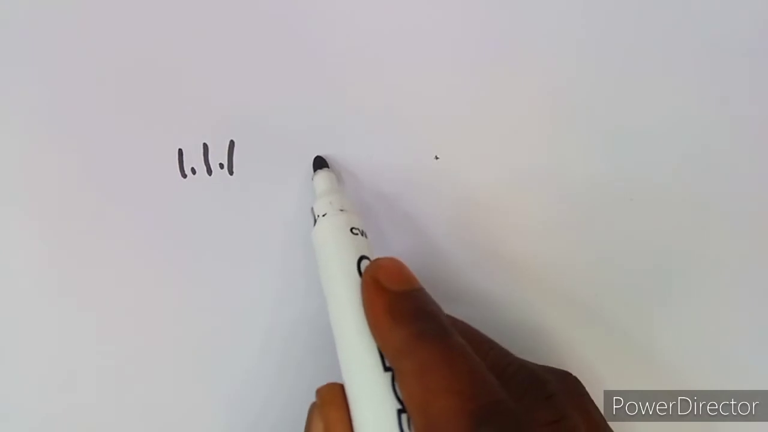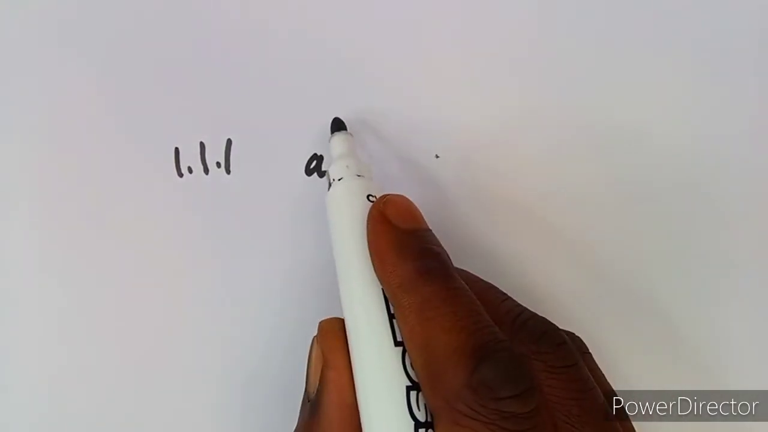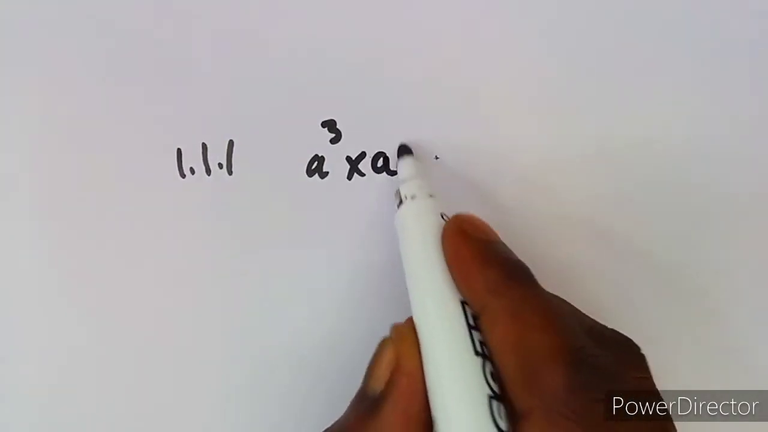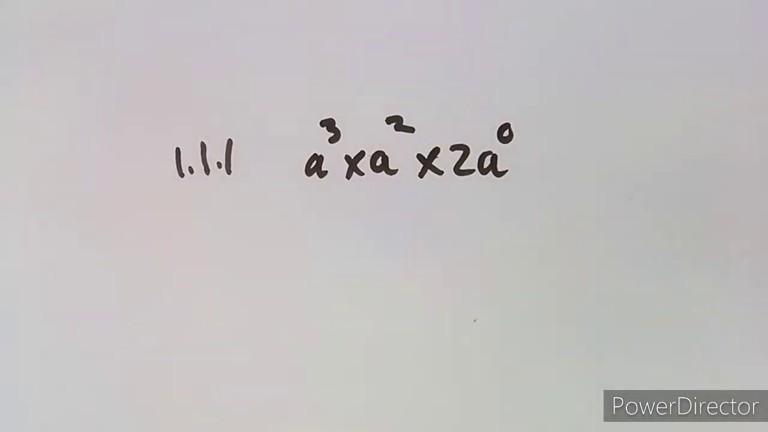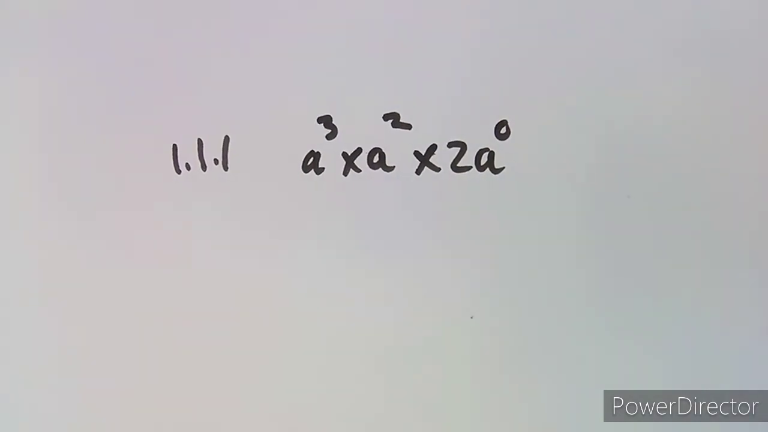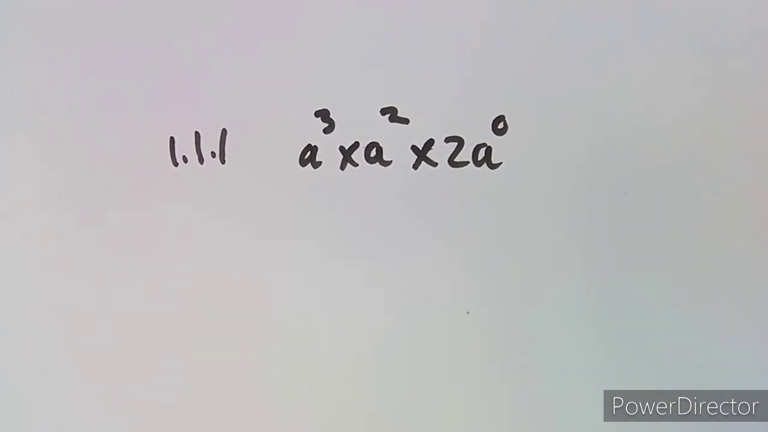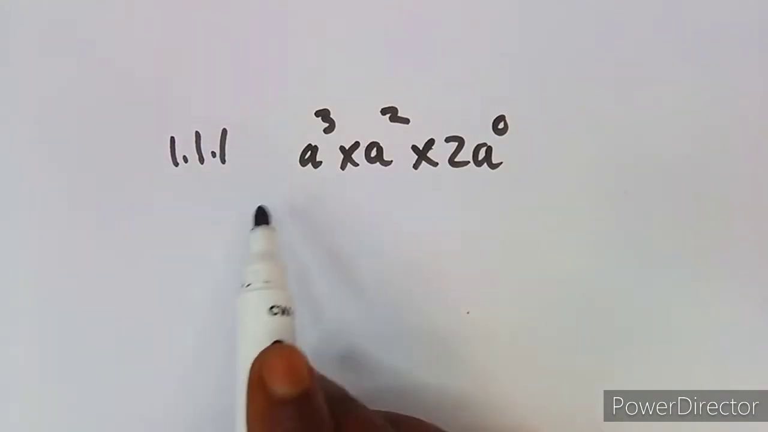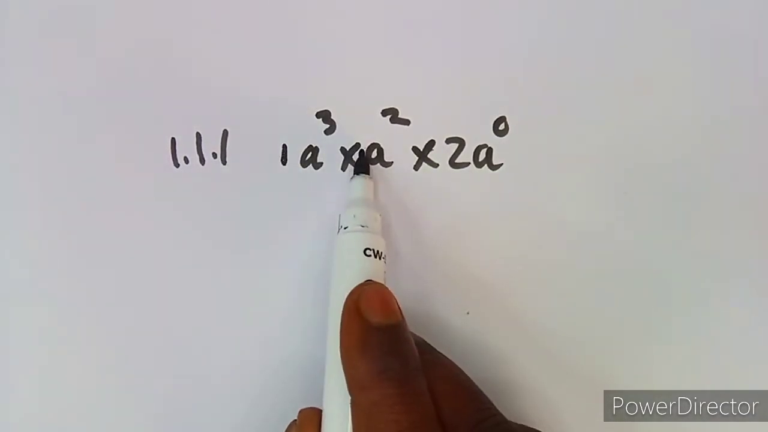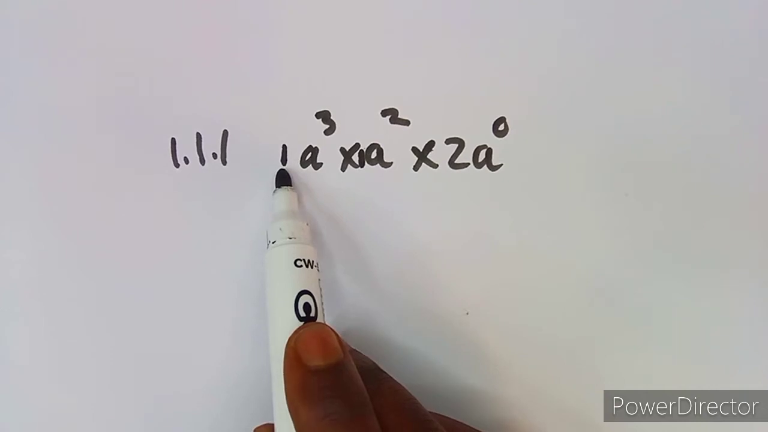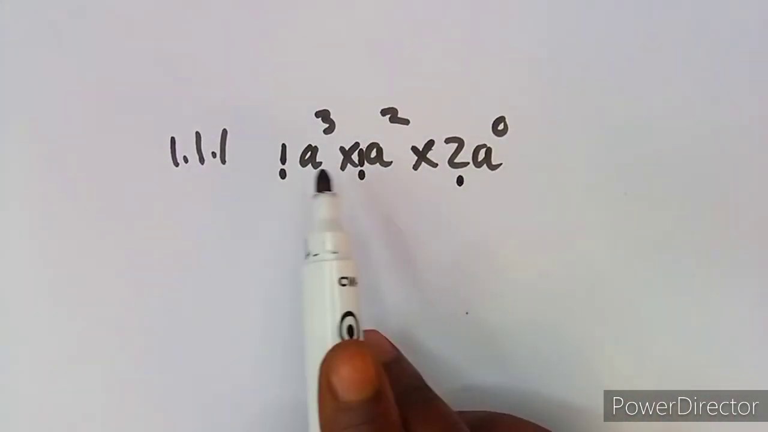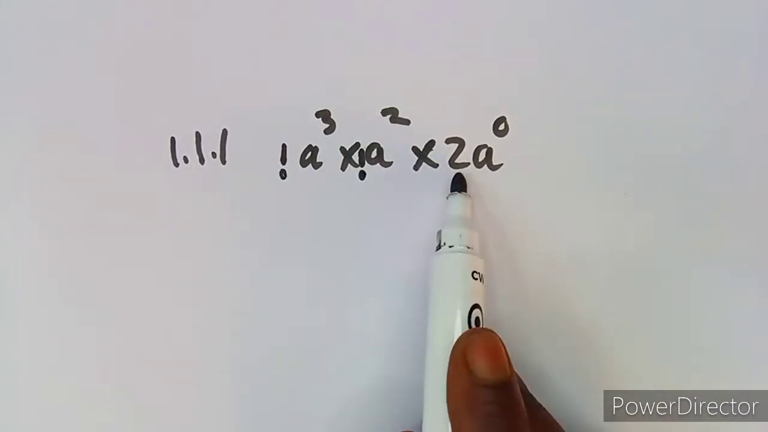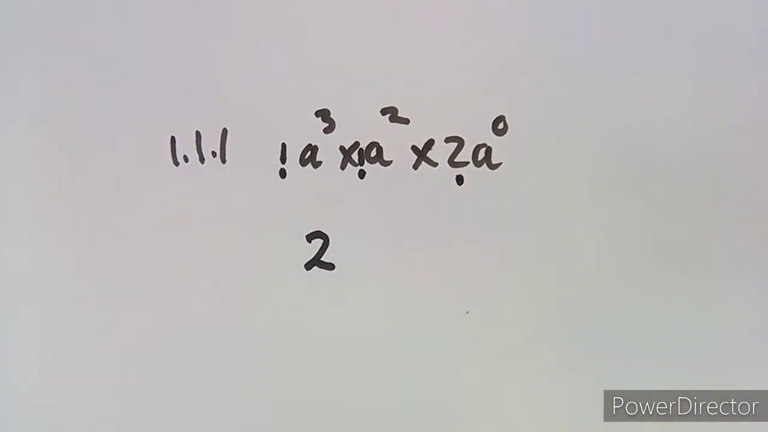So on 1.11 we're given a to the exponent of 3 times a to the exponent of 2 times 2a to the exponent of 0. Okay, so how can we simplify this? Applying the laws of exponents, there are so many laws that you can apply. Take note, here there is a 1 and here there is a 1, so you can multiply these numbers. 1 times 1 times 2. If you multiply the numbers separately, 1 times 2, which is 2.